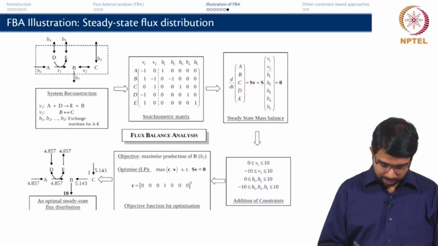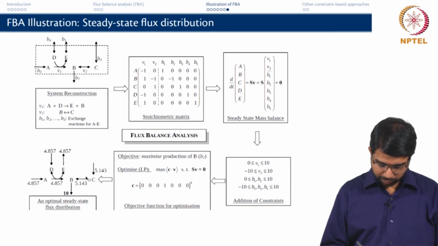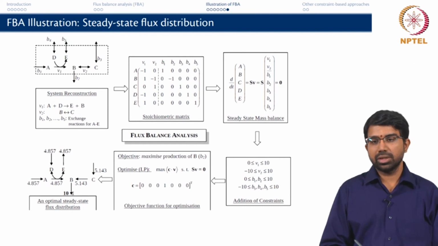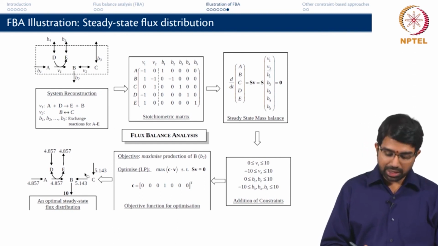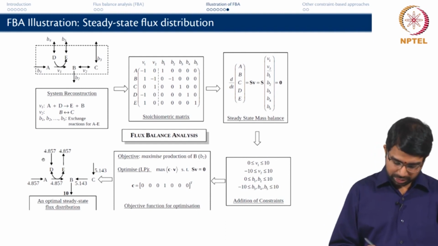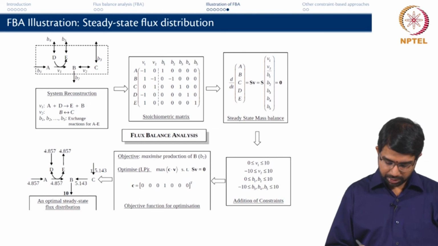So one possible solution set is this. So you have 4.857 of A coming in, 5.143 of B coming in, giving 10. But if you see, this is just one arbitrary solution, there are many equivalent solutions you might be able to come up with. You could just have 0, 0, 0, 0, 10, 10, 10.